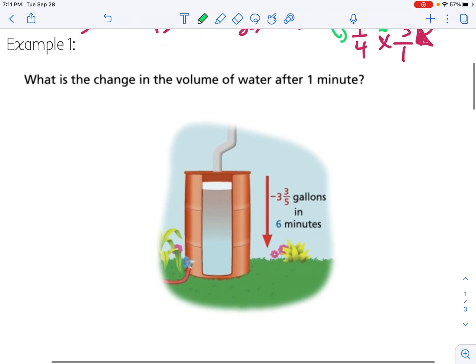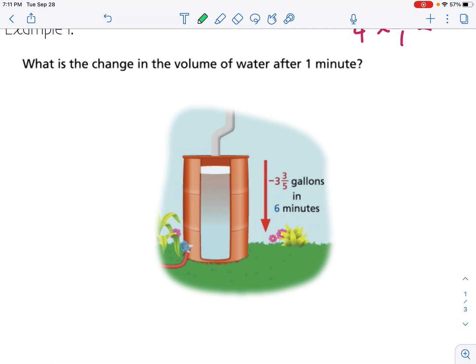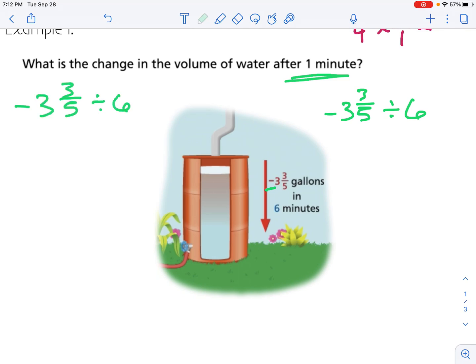So example 1, this water tank is losing 3 3/5 gallons, and since it's losing, we have a negative there, in 6 minutes. We want to figure out what the change is just after 1 minute. So to figure out that change, we are going to divide. So we have negative 3 3/5 divided by 6. Now there are two ways that we can actually solve these out. So the first way would be to turn our fraction into a decimal.